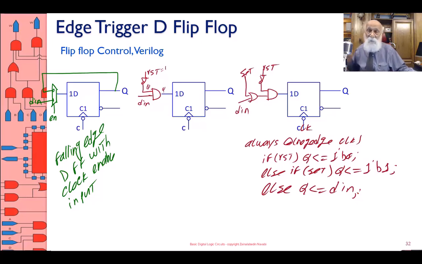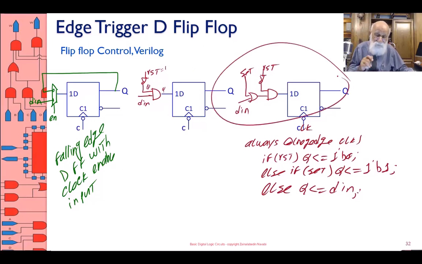So these are flip-flop controls. If the flip-flop has a set or reset inside it, you can use it and it's asynchronous. If it doesn't have it, the only choice you have is to add external logic to it and do that.